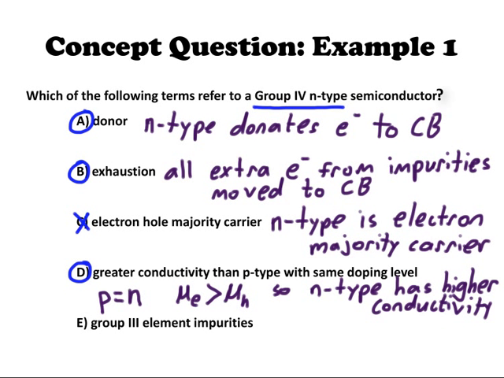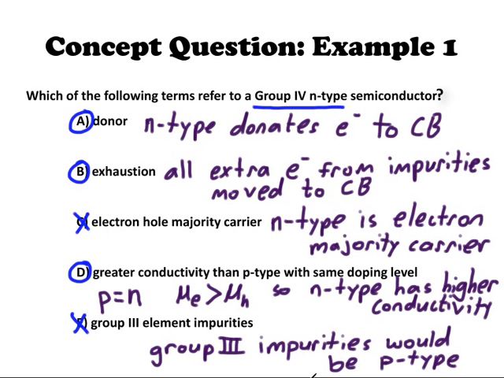Option E, group 3 element impurities, is an incorrect answer because group 3 impurities would be P-type doping. Group 3 element impurities have one less valence electron than group 4 elements. For this question, we have 3 total answers. A, donor, B, exhaustion, D, greater conductivity than P-type with the same doping level are all correct answers.